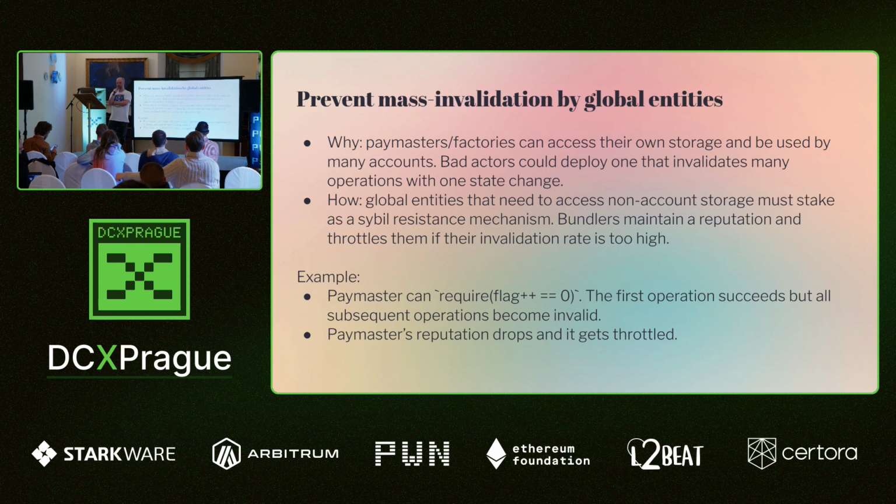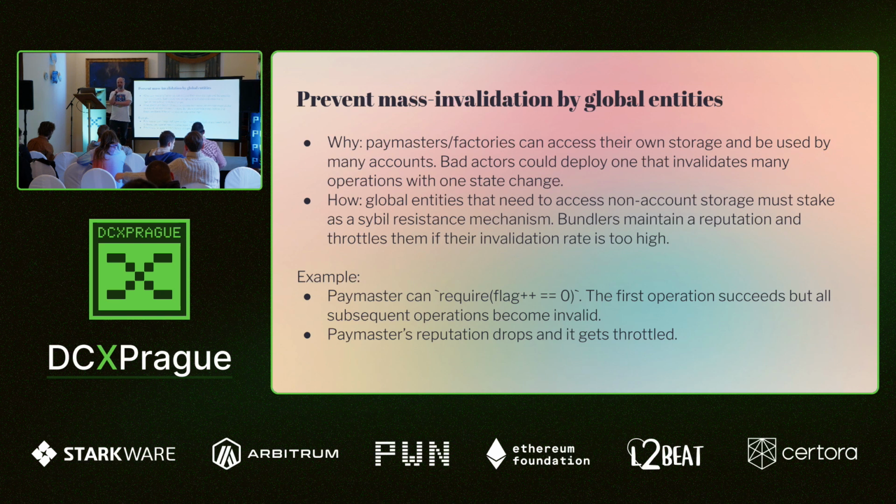So if such an entity, like a paymaster, causes a lot of invalidation, then it will get throttled by the mempool. So nodes will stop propagating and serving it. But it wouldn't work if we don't have Sybil resistance, because then someone can keep deploying more and more of these entities. So we introduced staking. Now, it's not classical staking in the sense that you cannot get slashed, but it has an unstake delay, so it serves as Sybil resistance.